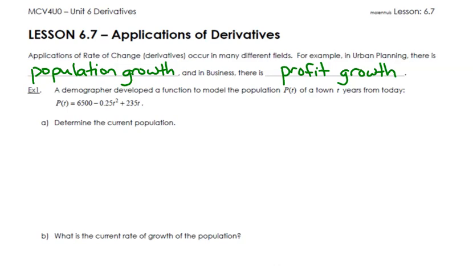This is lesson 6.7, and I'm going to teach you about the applications of derivatives. For the past couple of videos, I've been teaching you techniques on how to find a derivative, but what are they actually for?